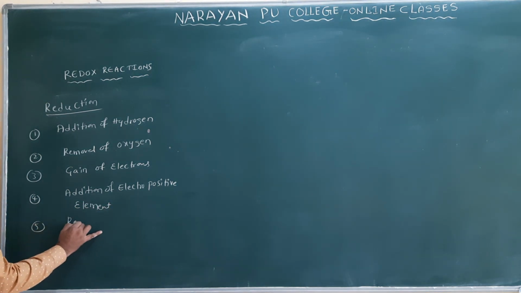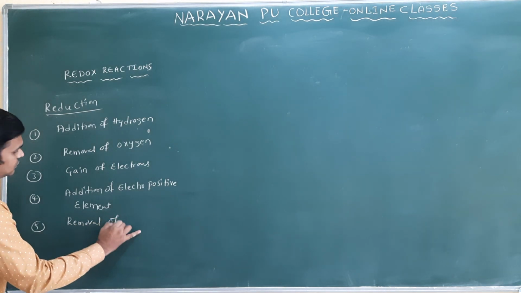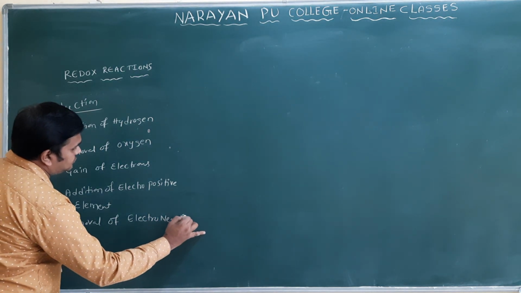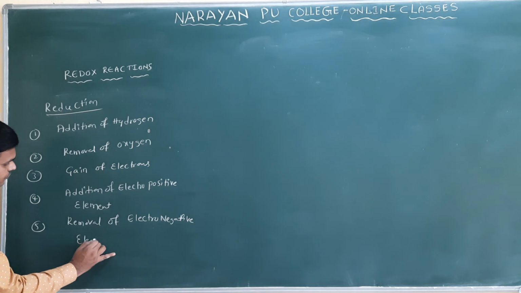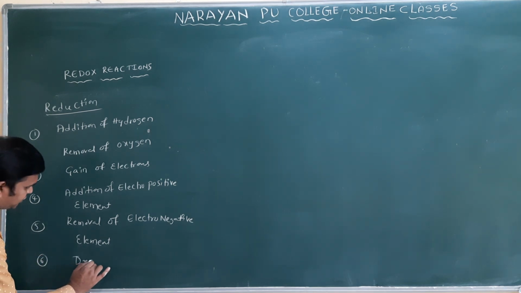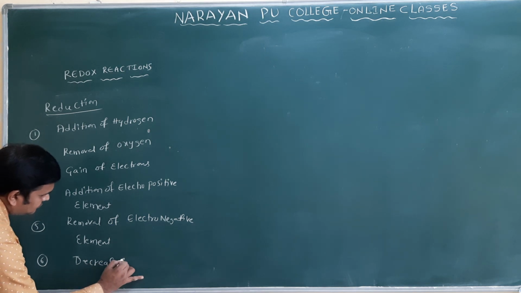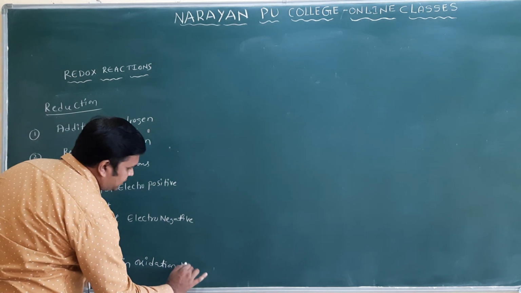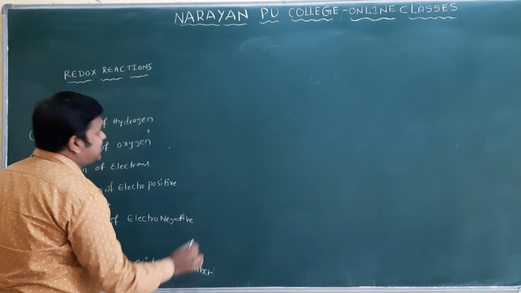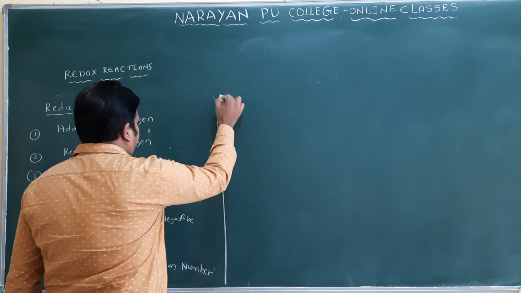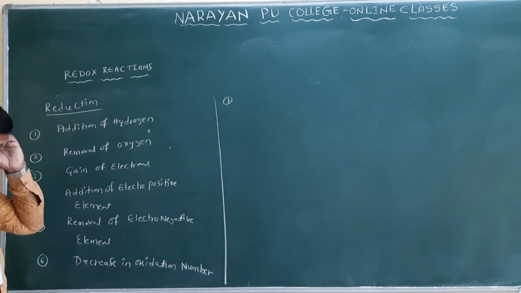And next one we have removal of electronegative element. And write one more here, decrease in oxidation number. If there is a decrease in oxidation number, that we are calling as reduction only.